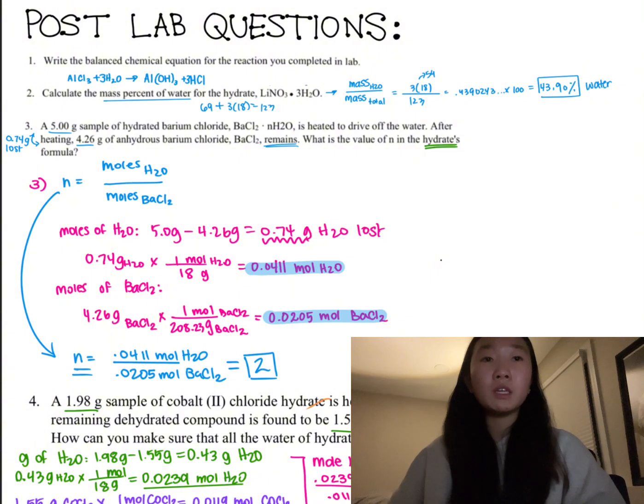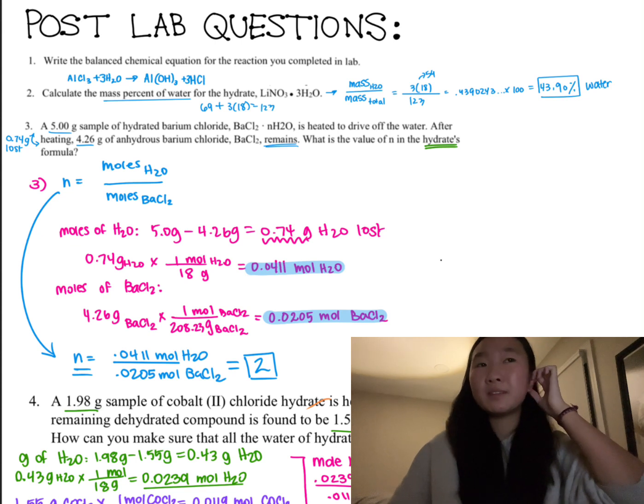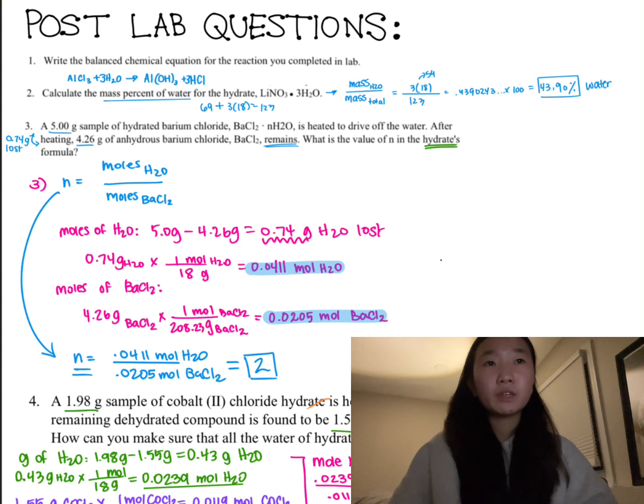Then we took the grams and turned that into moles. In order to do this, we multiplied this by the number of moles of H2O over the grams of H2O, which was 1 mole over 18 grams, and got a total of 0.0411 moles of H2O.